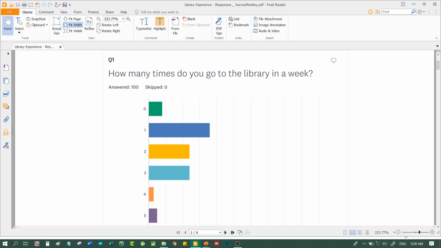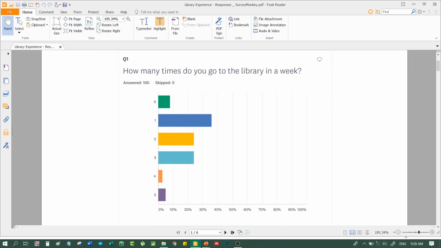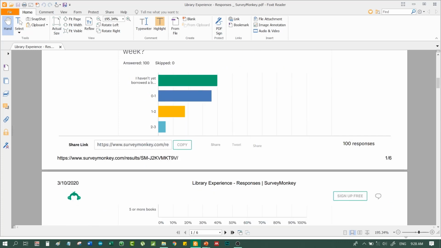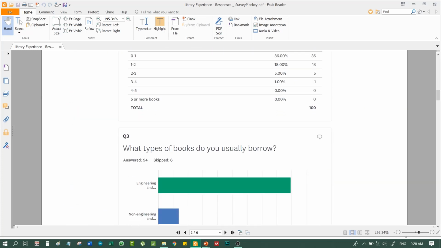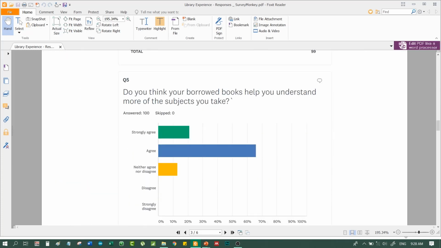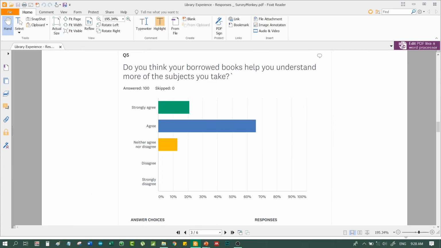Here is our first example of descriptive research. The question is, how many times do you go to the library in a week? Second question, how many books do you borrow from the library in a week? What types of books do you usually borrow? Does the library provide various books based on your borrowed experiences? Do you think your borrowed books help you understand more of the subjects you take?